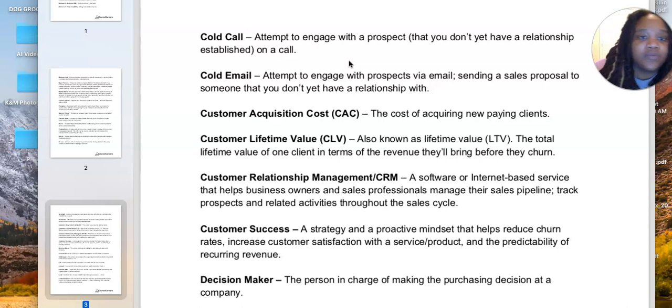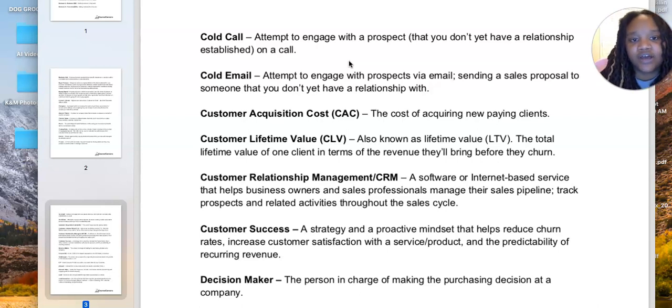A cold call email is similar to a cold call, but the only difference is it's an email, so it's written out. So you attempt to engage with a prospect via email, sending a sales proposal to someone that you don't yet have a relationship with. That's why it's cold. It's out of the blue. Cold pretty much means you never talked to this person before. This person is a stranger, and you're going out of your way to reach out to them.